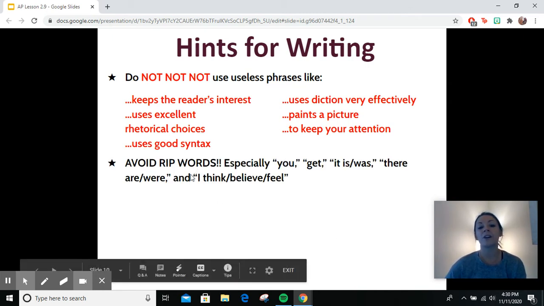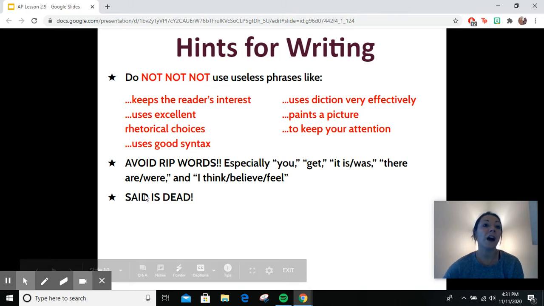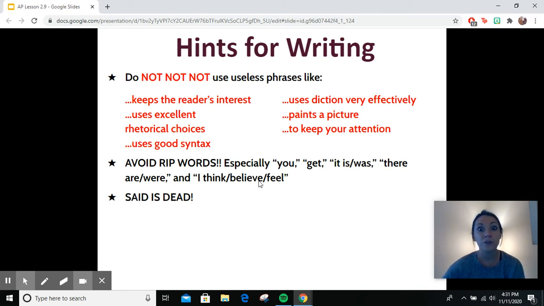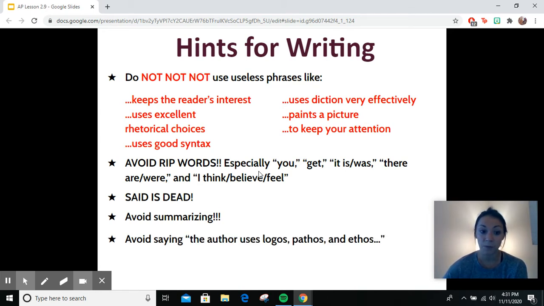Avoid dead words or RIP words. I say these are dead words to us when we're writing a rhetorical analysis. Also, said. The word said is dead. Said is dead. No more using that. Find a better verb here. Be a better writer. Find the author exclaims, the author illustrates, the author introduces. Anything like that is fine. Said is dead. Avoid summarizing. Use those verbs to help you.